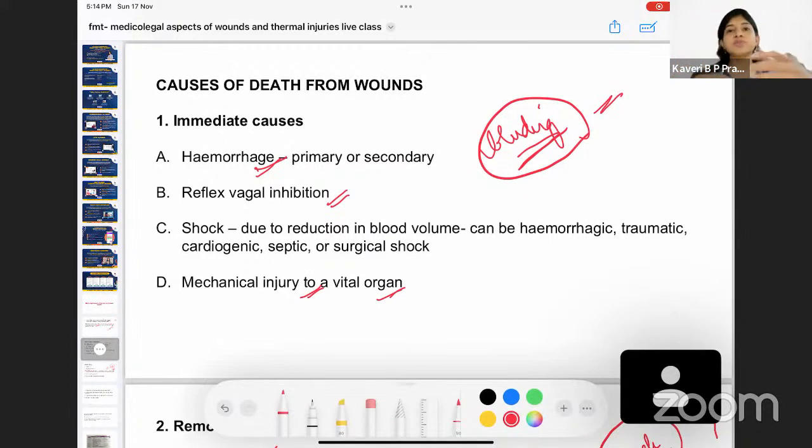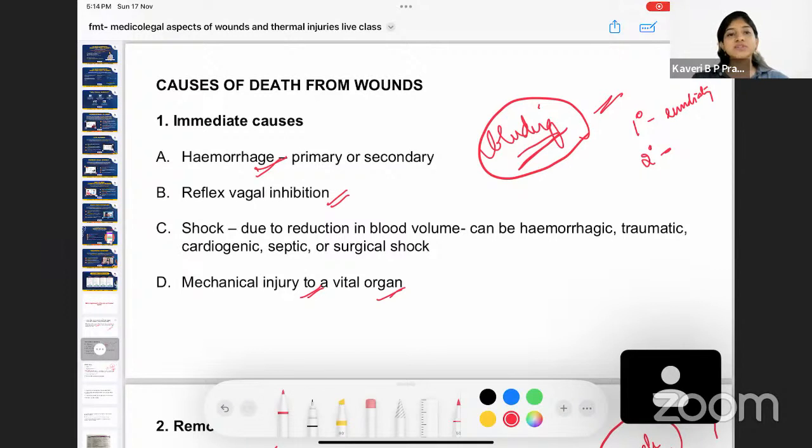So when there is a wound, there could be bleeding from the site of the wound, arterial or venous bleeding. It could be primary or secondary. What is primary? Primary means immediately whenever there is a wound, there is bleeding. Secondary means bleeding happens after a period of time, let's say 3 to 4 days. Then it is called secondary bleeding. Then death could also occur because of reflex vagal inhibition. That is, whenever there is a wound, the body is in a state of shock, and because of which there could be vagal inhibition. All the functions of the vagal nerve are stopped. That is also a reason for death immediately.